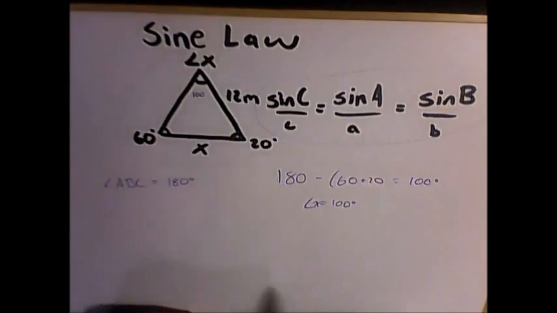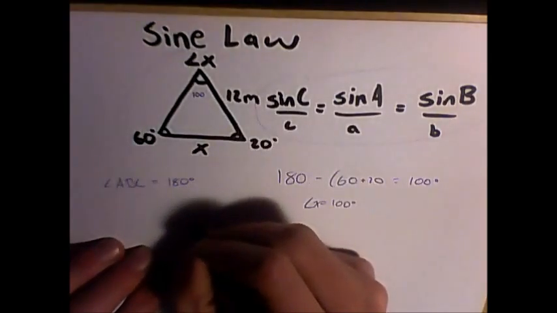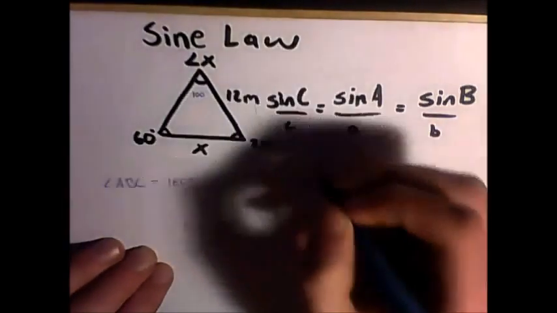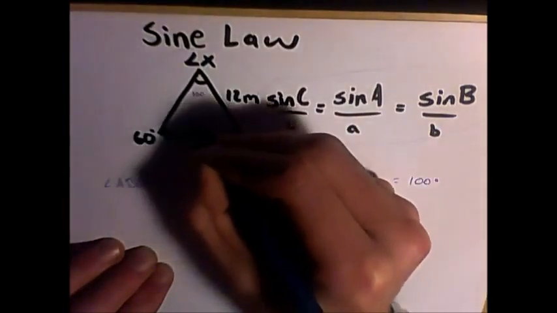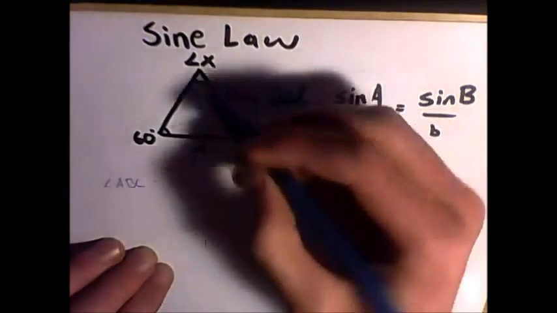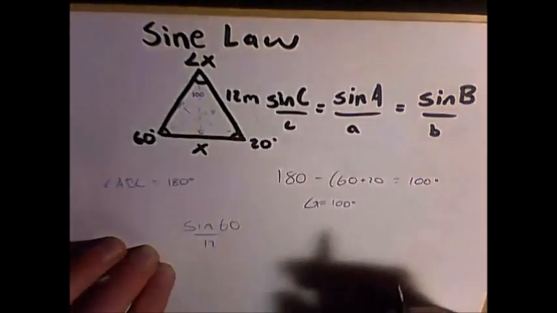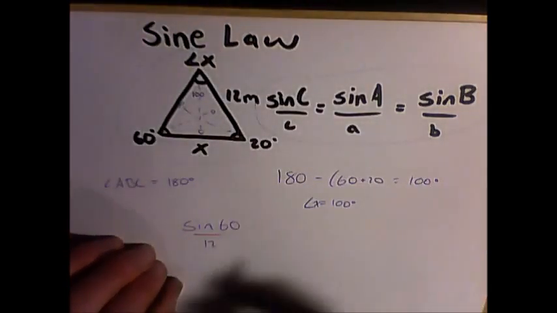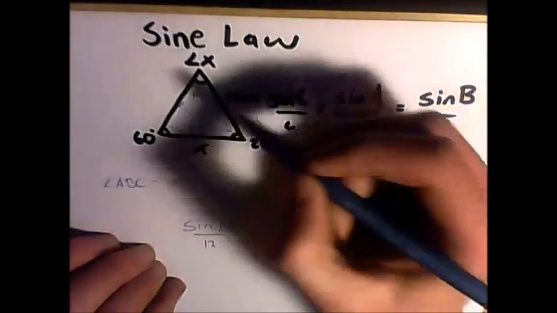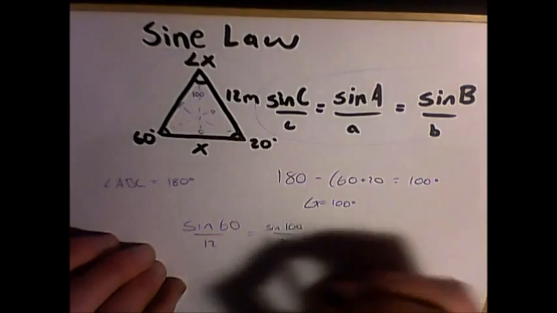But we still don't have this x value, and this is where the sine law comes in, because we can use these ratios. For example, here we have sine 60 over 12, its opposite length. It's important to notice that this angle here is divided by the opposite side length, just like angle x is opposite side length x, and so on. So we have the ratio sine 60 over 12 is equal to sine 100, because we want to find the side length opposite 100 degrees, so sine 100 divided by x.